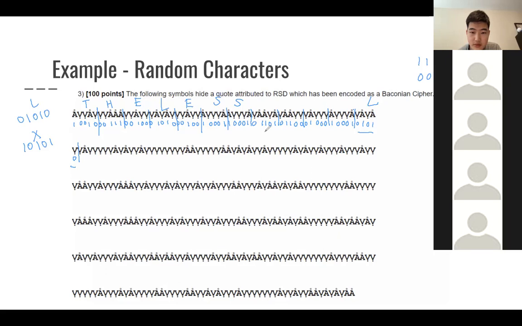Zero, 1, 1, 0, 1. So this would be 8 plus 4 plus 1, so that would be 13. And that would be N, but it falls in between IJ and UV. So you would add 1 and you would go to O. So 13 plus 1 is 14, and then you convert the regular way back to O.